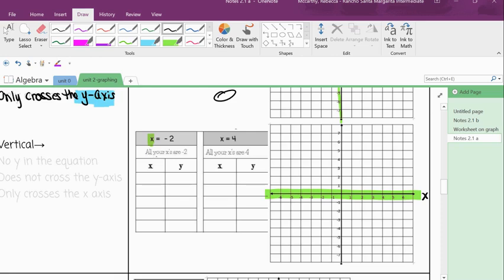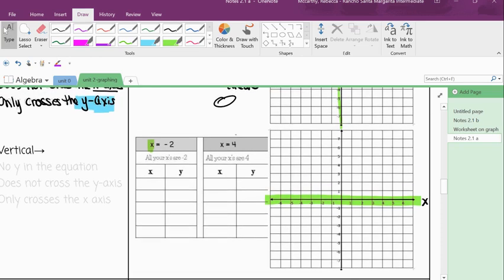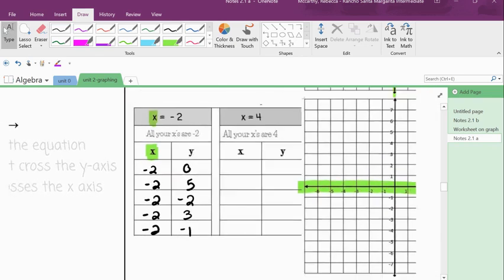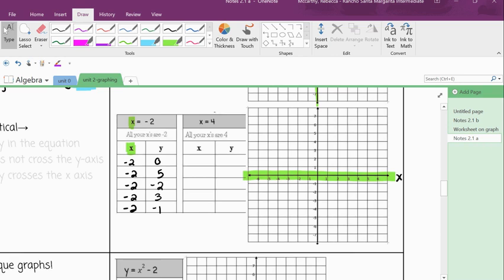And this one says all my x's are negative 2. So I'm going to make it a little bigger. So now in the x column, they're all negative 2. That's what that means. And y could be anything. It has no rule to it. Negative 2, 3, negative 1. Okay, now I'm going to plot that one. So these are my x equals. There are no y, so it will not cross the y-axis.